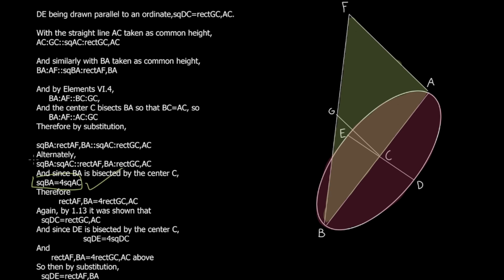Therefore, let's see. So I think what I did was, on this side we have as square BA is to square AC, this rectangle is to this rectangle. And we know that BA is sort of 1/4 of AC, so rectangle AF must be 1/4 of rectangle GCAC. So I just wrote that out, basically. And then by 113, it was shown that the square on DC, because DC is an ordinate, is equal to the rectangle GCAC, which is this part.